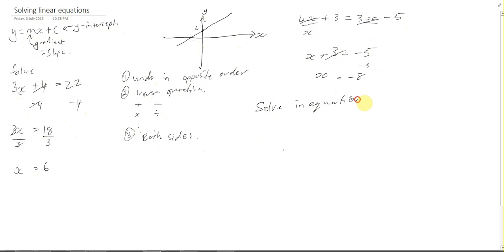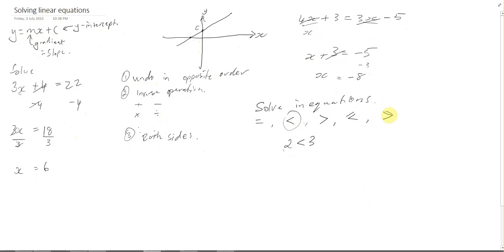Inequations. Instead of having an equal sign, we now have either a less than sign, a greater than sign, a less than or equal to sign, or a greater than or equal to sign. So let me just show you. With the less than sign, that would mean like 2 is less than 3.